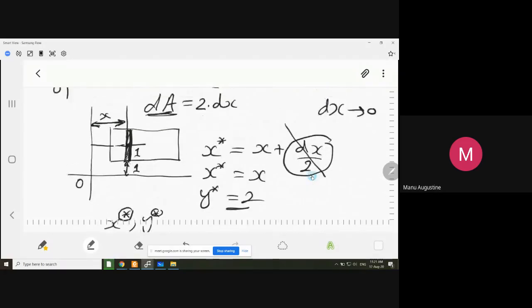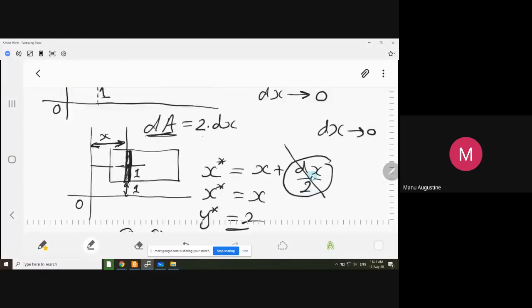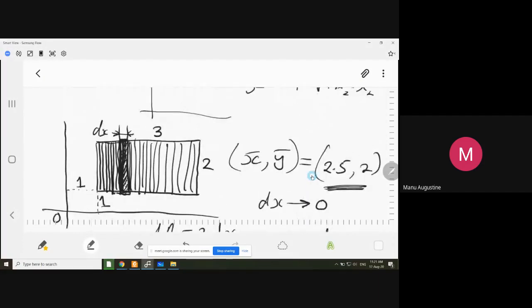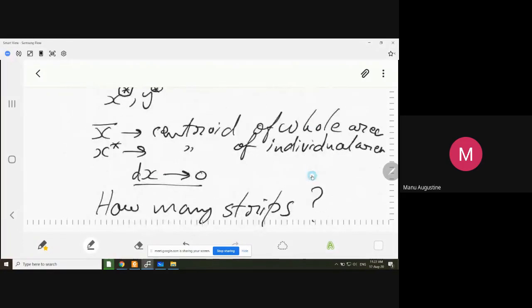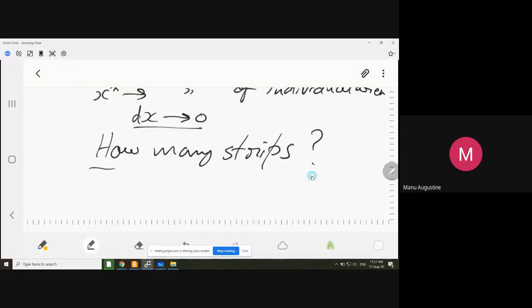Anybody? The width of the rectangle is given as 3 and each strip is of thickness dx. No, not integration. I'm asking how many strips are required. How many strips? Give me a number. Not the formula for integration. I need how many strips.